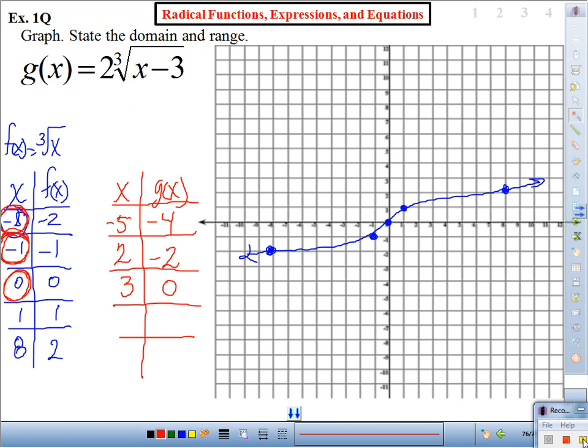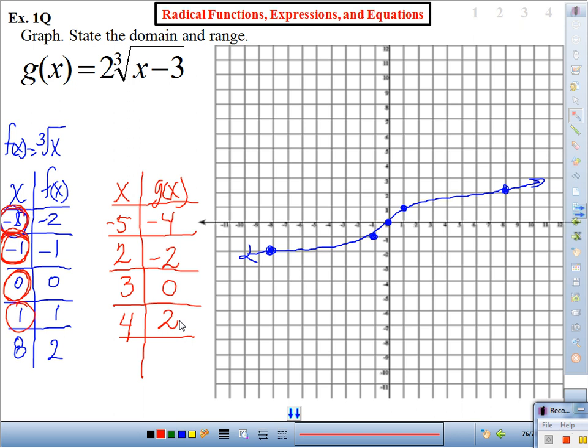All right, tell your neighbor the next x value that needs to be in there in order to get our next g of x. All right, I hear 4. That is correct. Because we need to have a positive 1 in here. So what value of x minus 3 gives us positive 1? 4. So we end up with cube root of 1. What is cube root of 1? 1 times 2? 2.